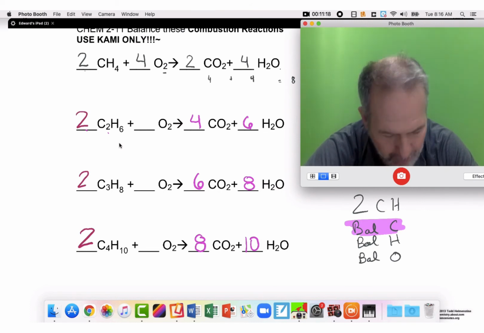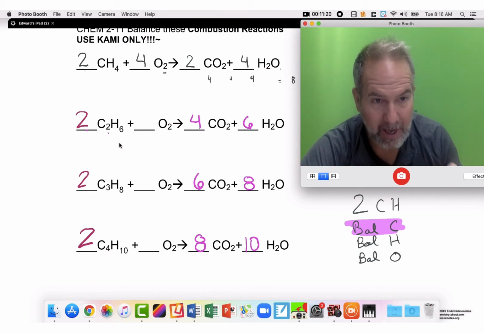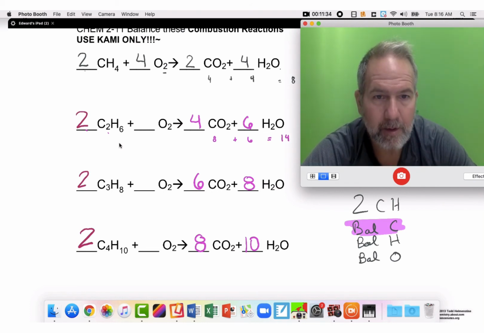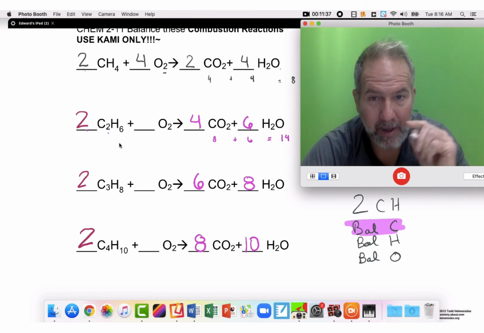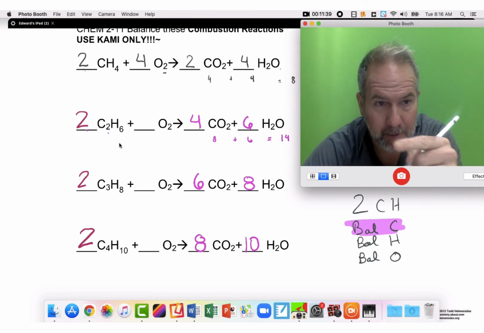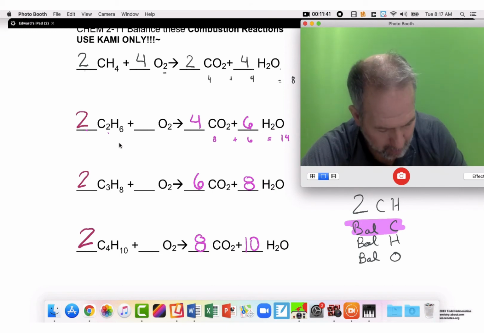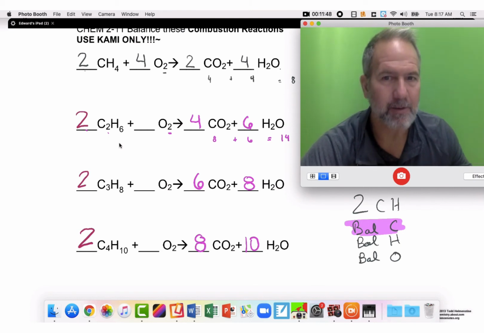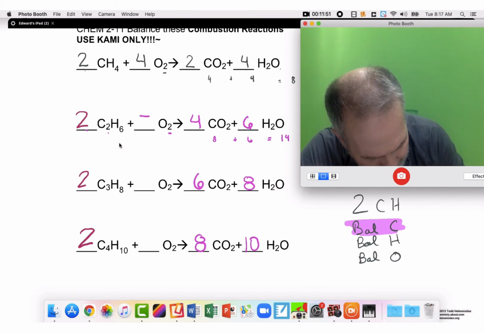Okay, here's the part where you have to think, though. We have to add up all these O's. So we have 4 times 2, that's 8, plus 6 times 1, 6. 8 plus 6, 14. Okay. Now, we have to make it, on the other side, equal 14, right? It has to equal 14. So 2 times what equals 14? So all you have to do is divide 14 by 2, right? So 7 times 2 equals 14. Okay?